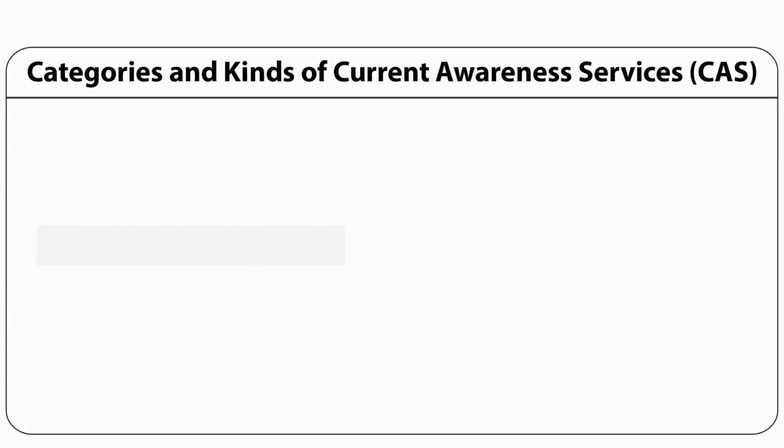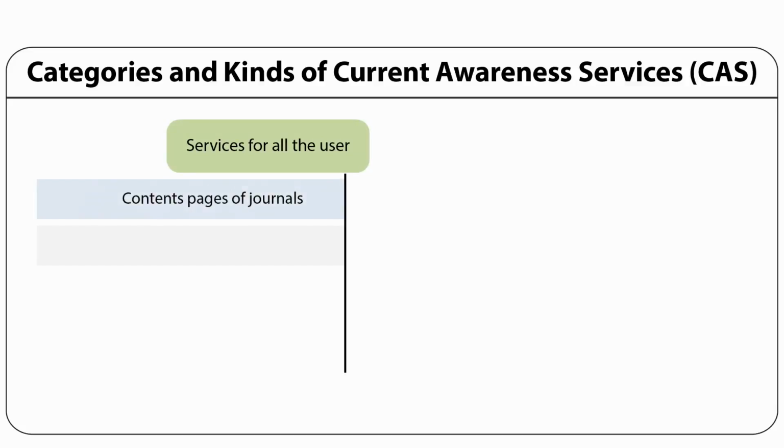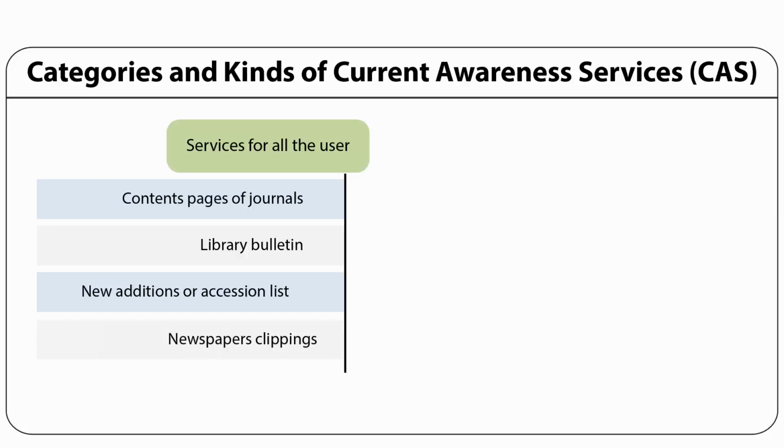Categories and kinds of current awareness service. There are generally two kinds of CAS. Number one, services for all the users, which includes contents pages of journals, library bulletin, list of new editions or accession list, newspaper clippings, and routing of periodicals.